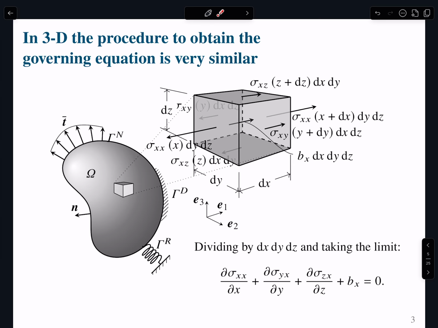And then, if we divide by the volume and we take the limit as that infinitesimal volume goes to 0, we get basically the definition of the derivatives. In this case, we're now dealing with partial derivatives, as opposed to the one-dimensional case, where we were dealing with the total derivative. Now we have partial derivatives, okay? And so this is the equation of equilibrium in the x direction, right? But of course, we're dealing with a two-dimensional or three-dimensional problem. And so we're going to have either 2 or 3 equations.